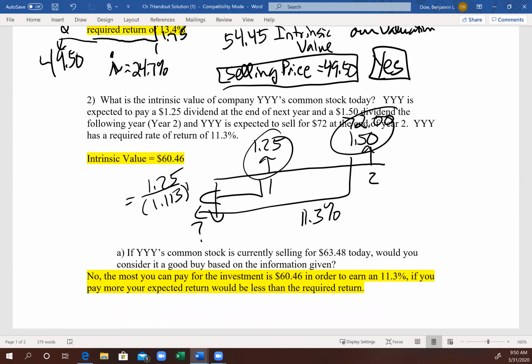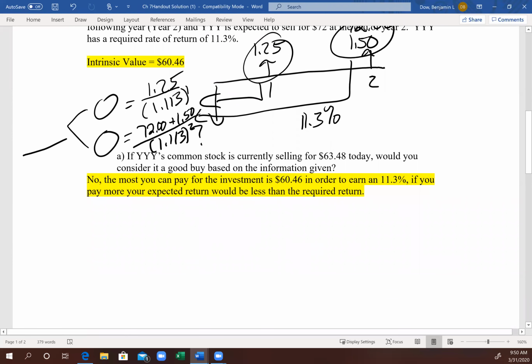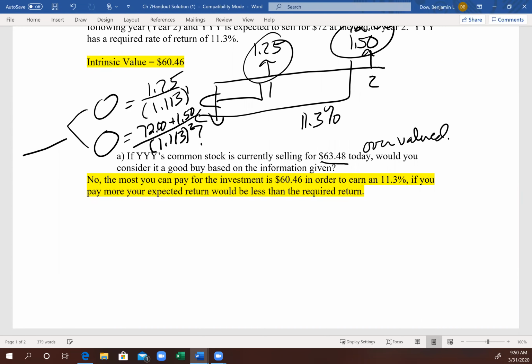All right. So this is the present value of the cash flow in year one. The year two cash flow is $72 plus $1.50 divided by 1.113 squared. And you can do this, and then add up these, and you should get 60.46. All right. So what you find out then is if the intrinsic value at 60.46 is sort of the most you'll pay for something, then what happens if it's selling at 63.48 today? Then this stock would be over our valuation or overvalued.